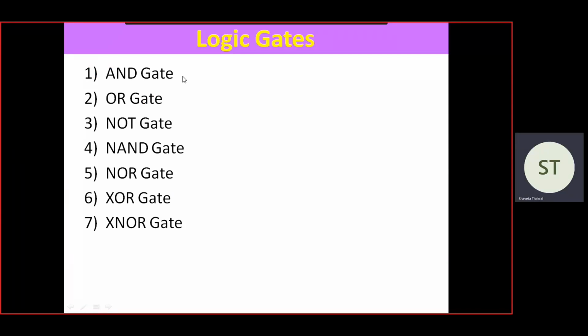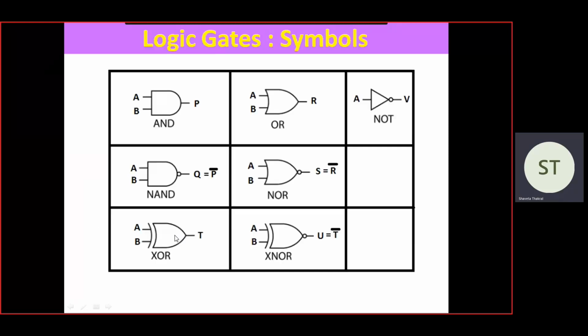So we know that in total we have 7 logic gates: AND gate, OR gate, NOT gate, NAND gate, NOR gate, XOR gate and XNOR gate. And these are the logical symbols of all the gates. Here we have the symbol of AND gate. A and B are input and P is the output. This is the logical symbol of OR gate. A and B are the input and R is the output here.